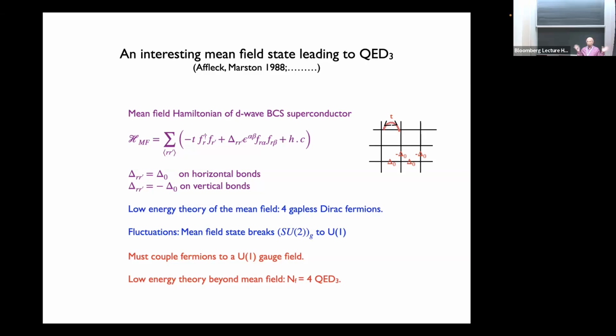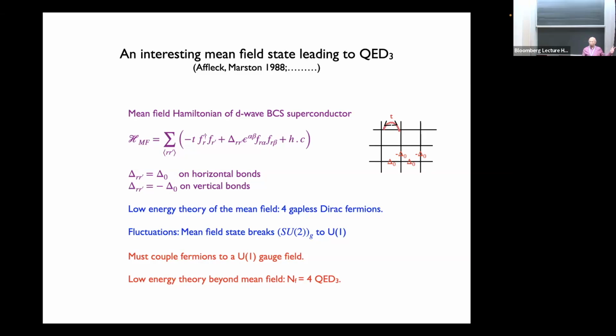I have no control over anything of that sort, and it very likely depends on the details of my microscopic Hamiltonian. But you're not specifying that. You demand that if you start from the UV, first you visit a fixed point, which is a weakly interacting fermion. The very statement that you go through NF equals 4 QED3 assumes that you. Right, it's a good point.